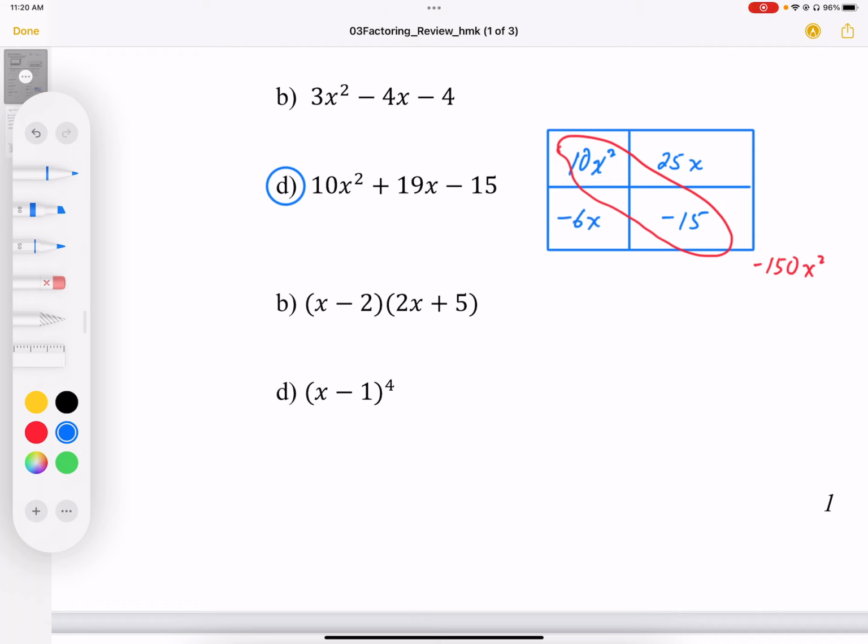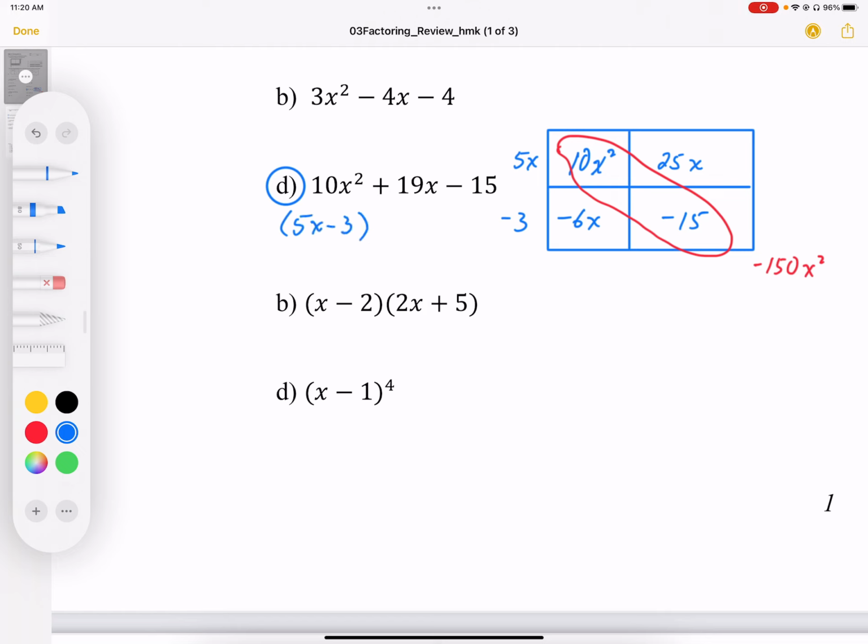We know that the cross diagonals are both equivalent to each other, and the sum of 25x and negative 6x adds up to positive 19x. So that all matches, and then we can just factor along the axes. The horizontal common factor here is going to be 5x, and along the bottom we have a common minus 3. So one factor is going to be 5x minus 3.